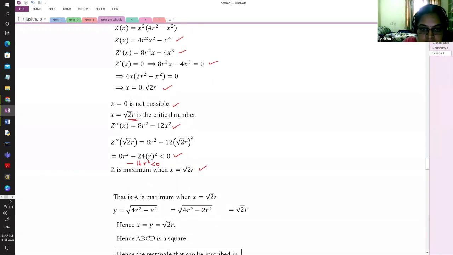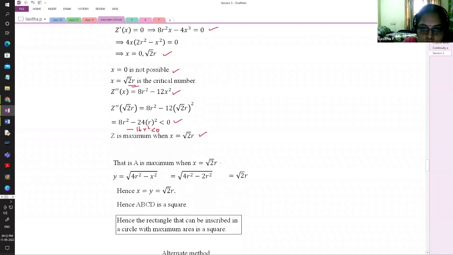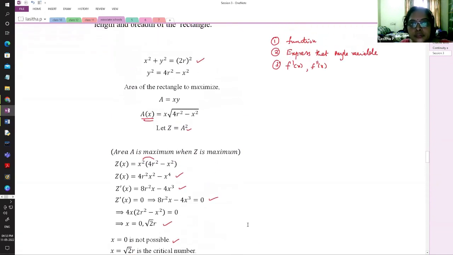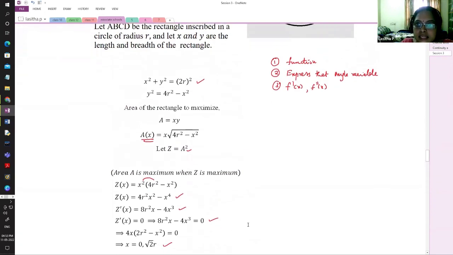So A is maximum when x is equal to root 2 r, and so the corresponding y value we will be getting is root 2 r. In this way, we can prove also that it is a square. The rectangle inscribed in a circle with the maximum area is a square. We can insist that the conclusion be written. So in this way, the question can be proceeded in terms of x and y.